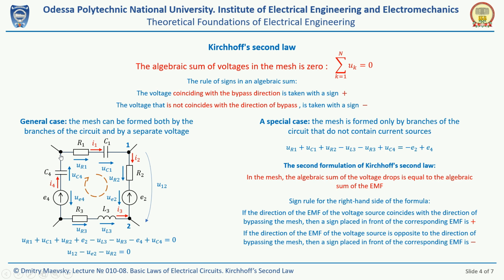Let us begin our path from this node, and we will go clockwise like this arrow. First voltage on our path is the voltage on resistor R1. The direction of this voltage is the same as the positive direction. So we will write this voltage in our equation with a plus sign.